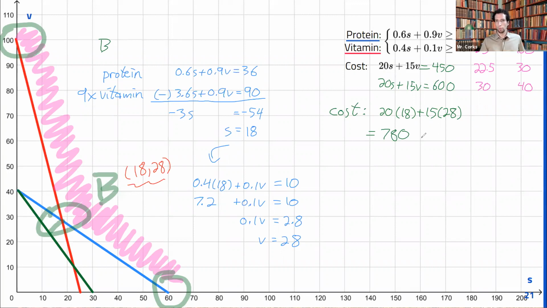Okay, so if we trust our numbers, then we have this right. This would be 14, 28, 420, and this one would be 360. Looks right, 780. So there is our minimum cost. So we should buy 18 kilograms of nutrient thing S.